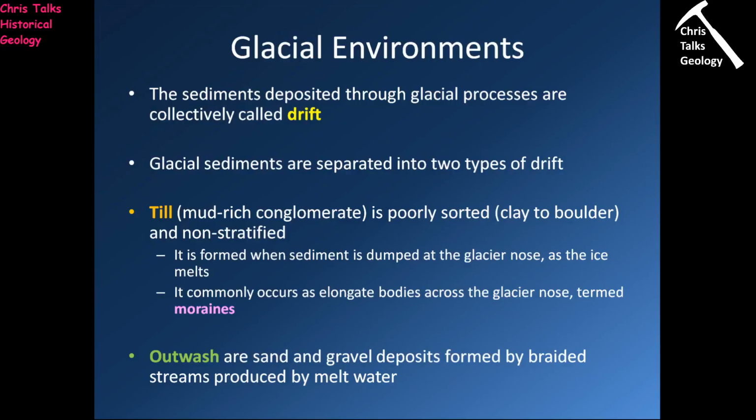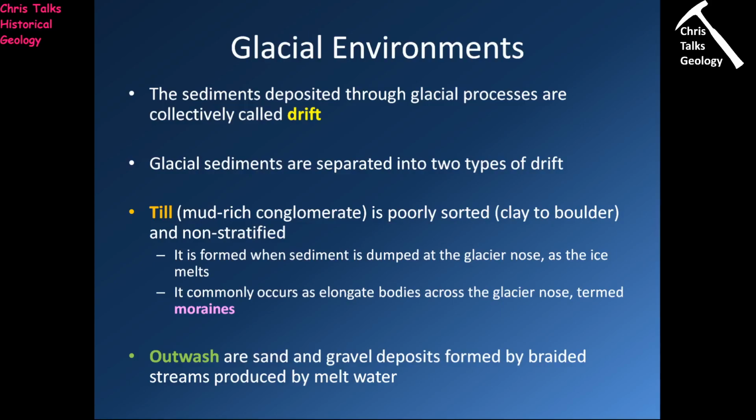So the final continental setting we're going to think of are glacial environments. So sediments deposited through glacial processes are collectively referred to as drift. And glacial sediments themselves are separated into two distinct types of drift. There's till, which is a very mud-rich conglomerate.